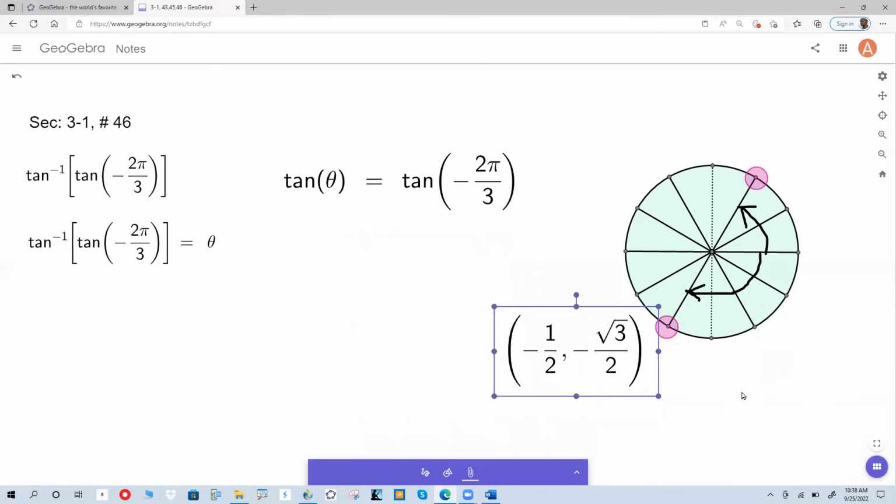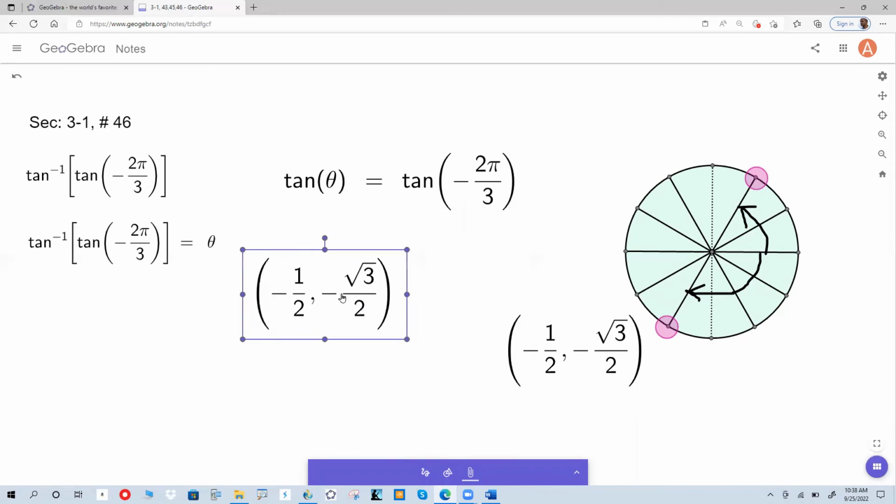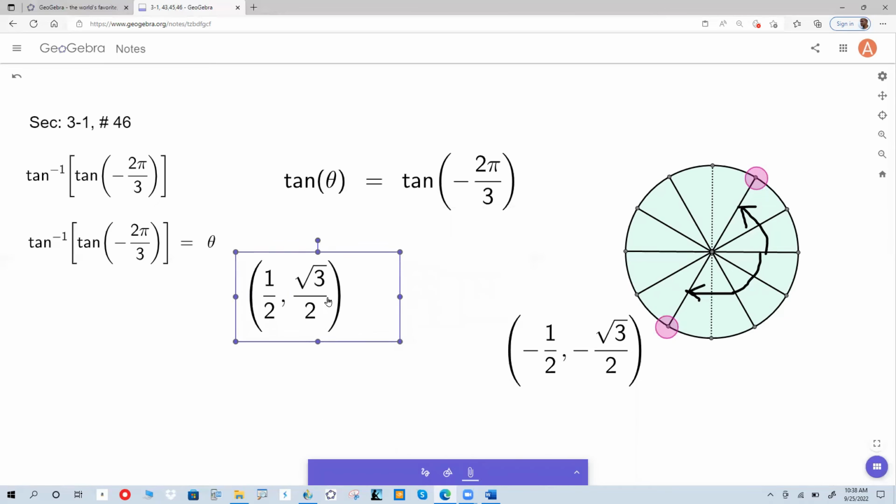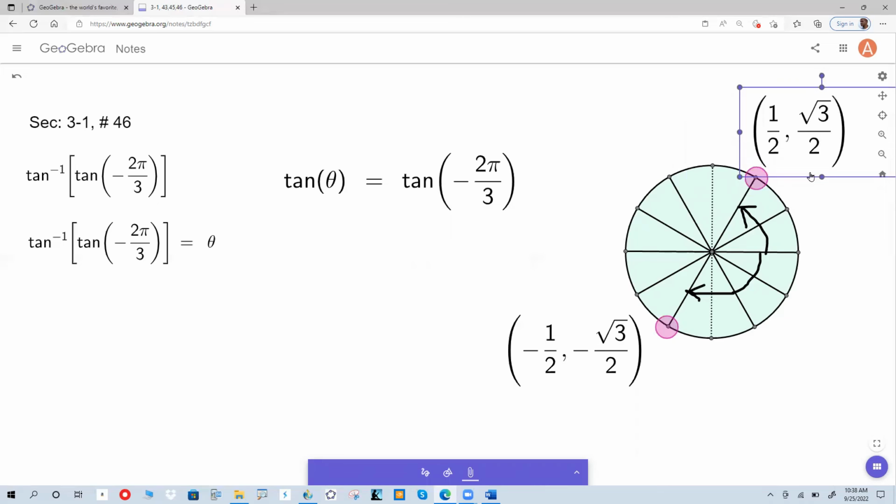I don't have to calculate tan. I do know tan is sine over cosine. What are the coordinates of this point? Try to determine that, and hopefully you will get this. And these two angles will have the same tan value. Sine over cosine, both are positive, is going to be the same as this, where sine over cosine, both are negative. So the answer is going to be positive pi over 3.